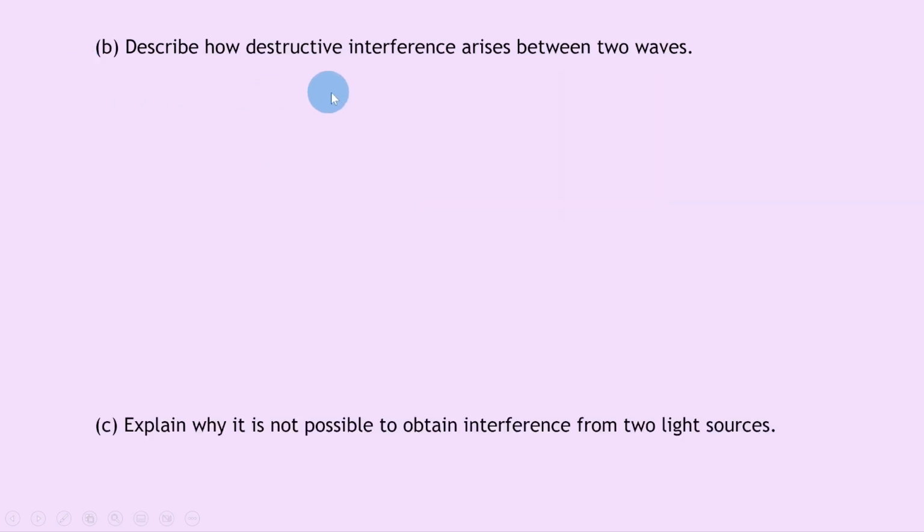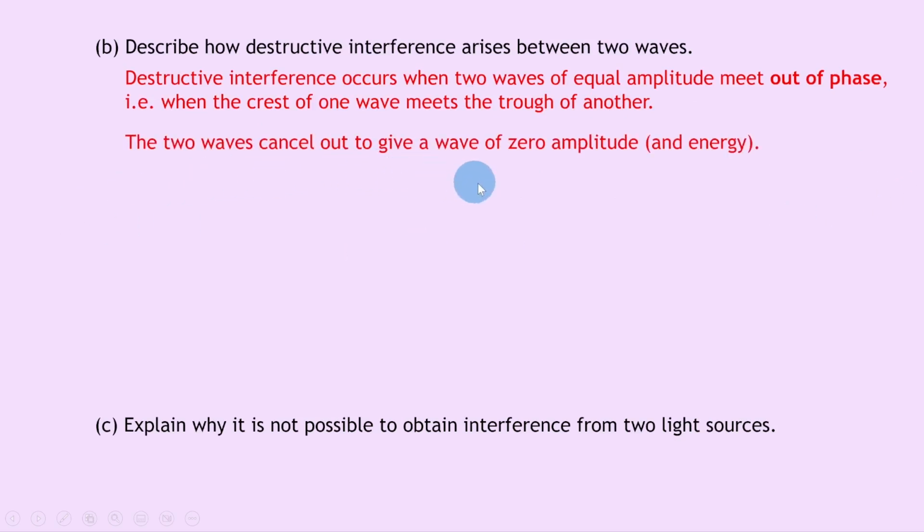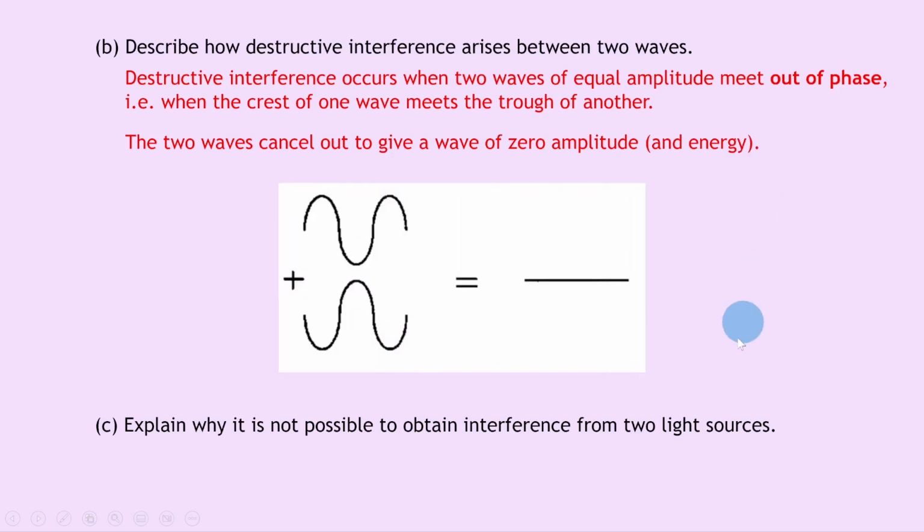Part B says to describe how destructive interference arises between two waves. Well, remember, destructive interference occurs when two waves of equal amplitude meet out of phase, i.e. when the crest of one wave meets the trough of another. The two waves cancel out to give a wave of zero amplitude and therefore zero energy, and it would look something like this. So if you have one wave overlapping another where the crest meets the trough, or the trough here meets the crest here and so on, then you'd end up with a wave of zero amplitude.